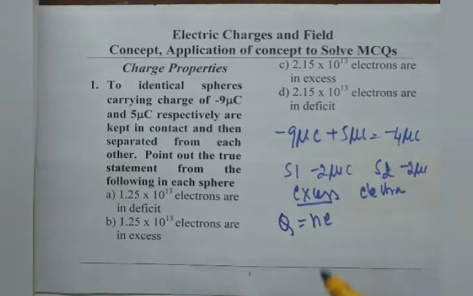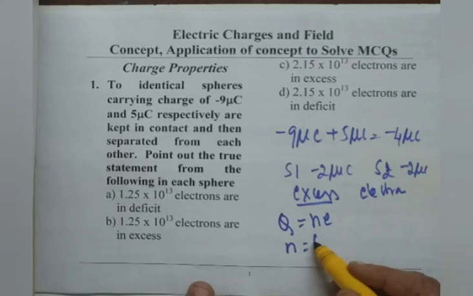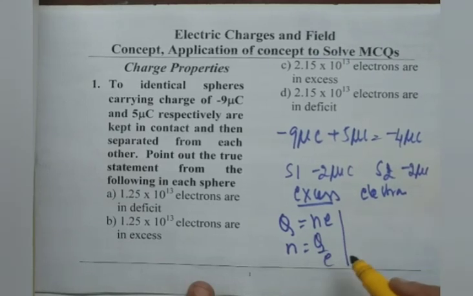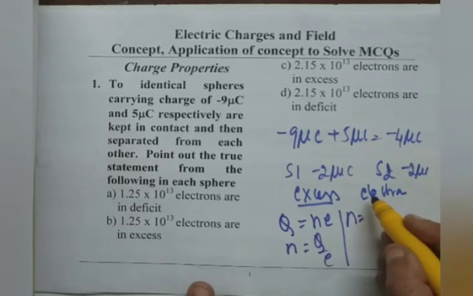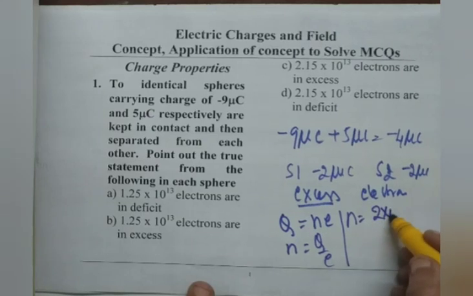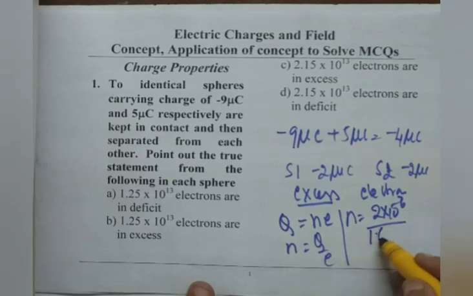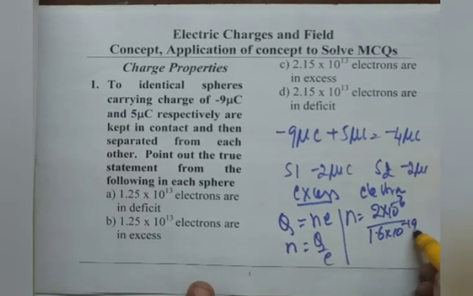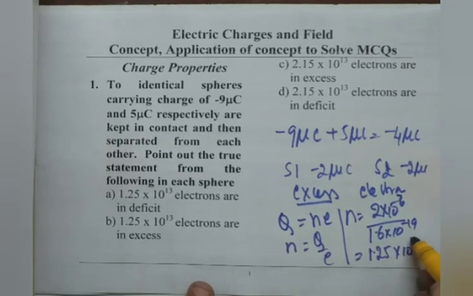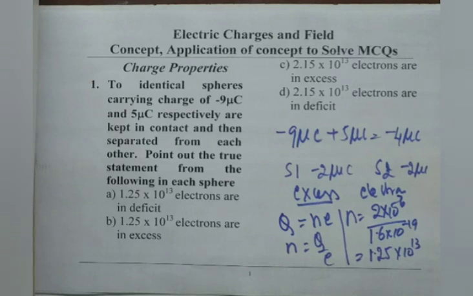Oh, all the three properties are included in this problem. And Q equals N into E. So N equals Q by E, the number of free electrons. So N equals Q is 2 micro, 10 raised to minus 6, by E, charge value 1.6 10 raised to minus 19, which amounts to be 1.25 10 raised to 13 electrons. So observe, with this value there is excess to be added.